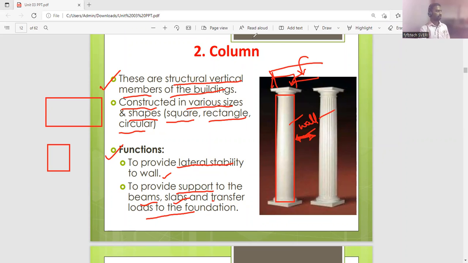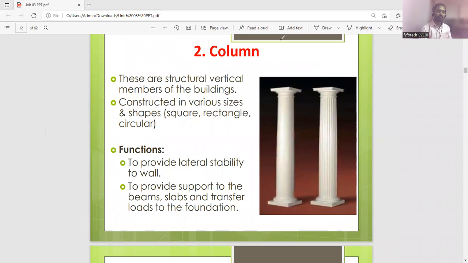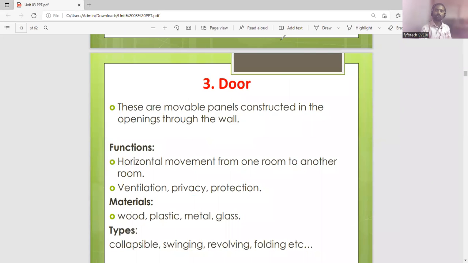Okay, in most of the questions we may ask, these are the structural members which are vertical and they can transfer the load from superstructure to the substructure. What is that component? That is column. Okay, multiple choice question, important question. Next one is door.